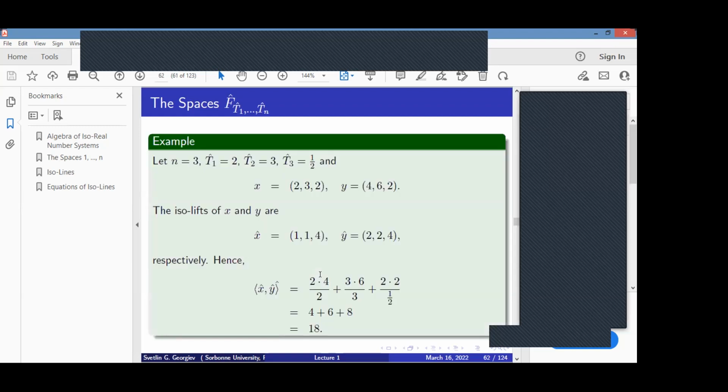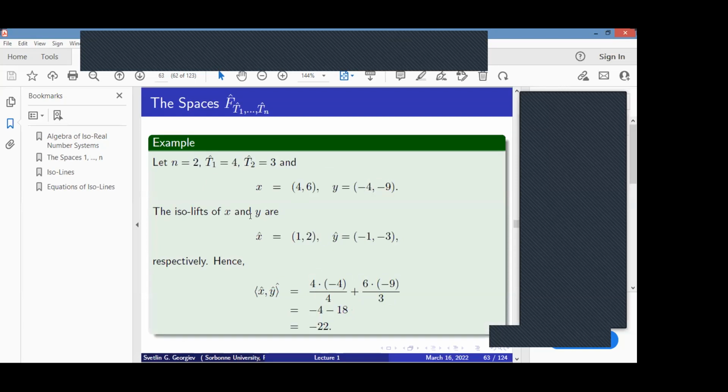So now I will give examples. The first example is in the three-dimensional case. We take two real points x and y. Their isolifts are given in this way. Then their iso inner product is equal to 18. It is very different from the classical inner product. As the next example, we consider the two-dimensional case. We take again two isotopic elements, one equal to 4, the second equal to 3. Two real points x and y, their isolifts are given in this way. Then the corresponding iso inner product is equal to minus 22.